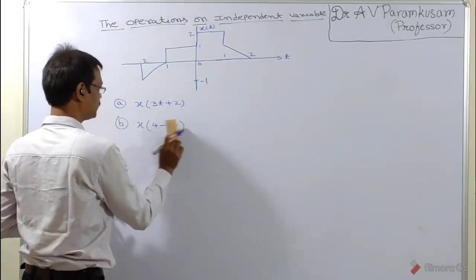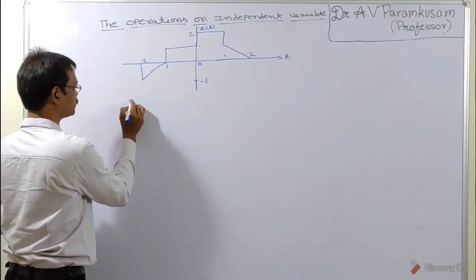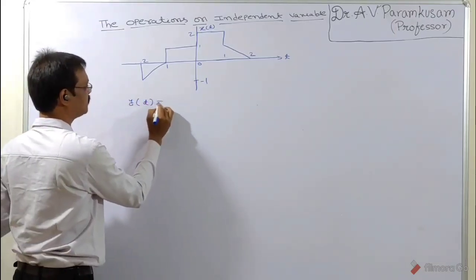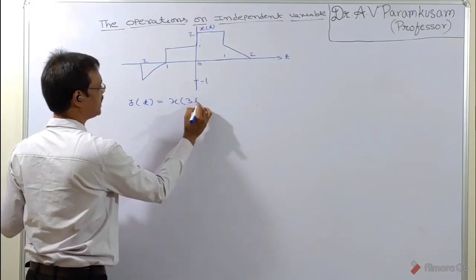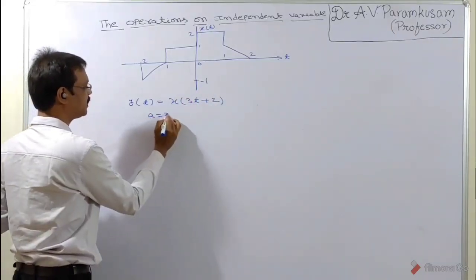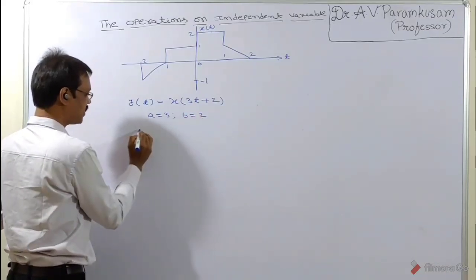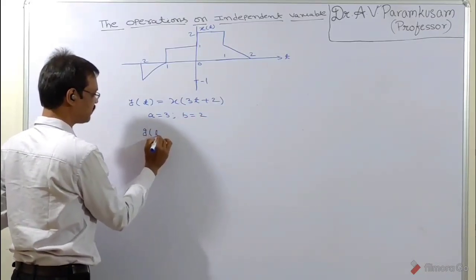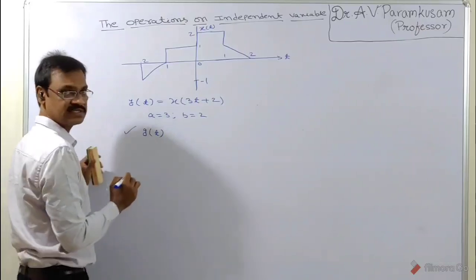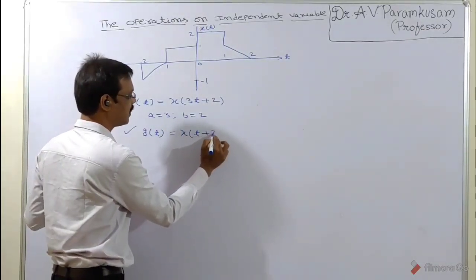Let us come to the first problem. Let us draw x of 3t plus 2. That is, y of t is equal to x of 3t plus 2. Here a is equal to 3 and b is equal to 2. What is the intermediate signal? The first step is to apply time shifting. G of t is equal to x of t plus 2.